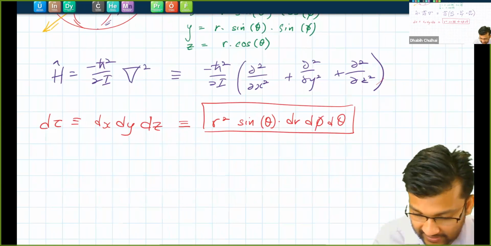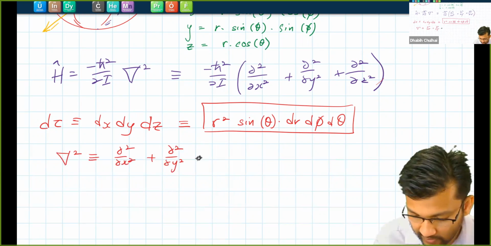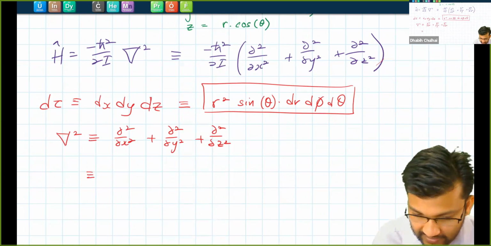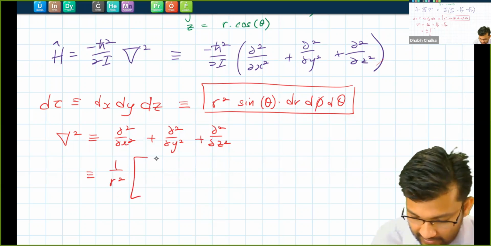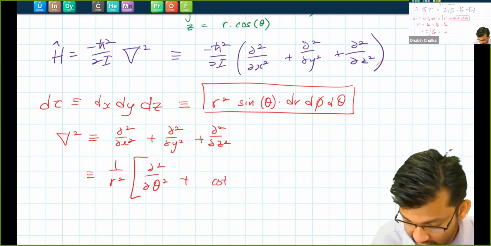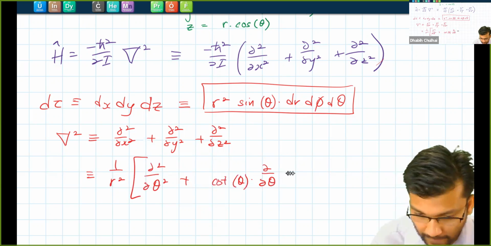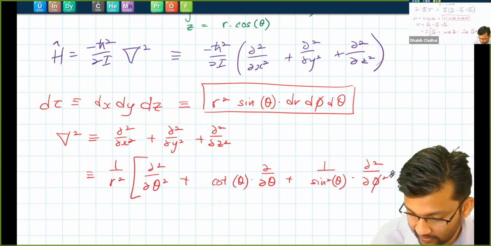And then something like nabla squared, which we know is d squared dx squared plus d squared dy squared plus d squared dz squared. In polar coordinates, that comes out to be 1 over r squared, d squared d theta squared plus cotangent of theta d d theta plus 1 over sine squared theta times d squared d phi squared.